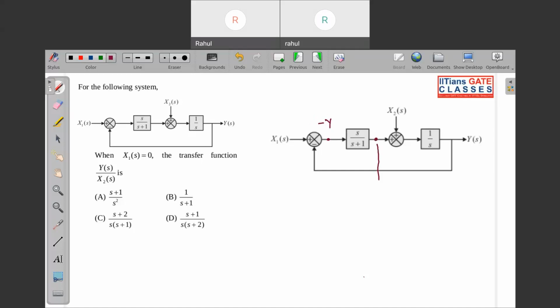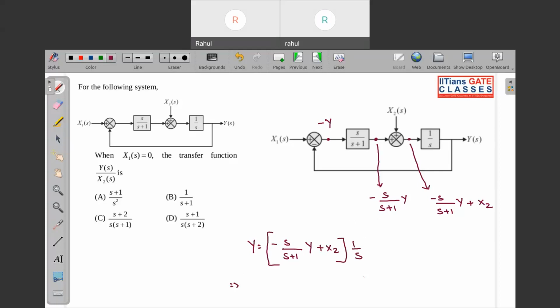So the output over here will be minus s by s plus 1 into Y. Over here, your output will be minus s by s plus 1 Y plus X2. So Y is equal to minus s by s plus 1 Y plus X2, and this 1 by s is also over here. So 1 by s.